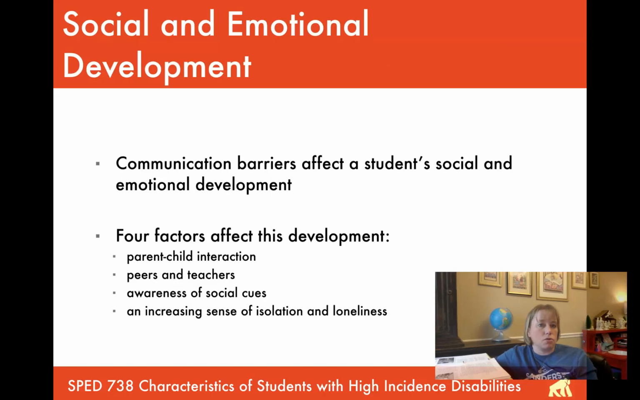When we look at social and emotional development, we can also see some barriers that exist here because of the student's ability to communicate. When we look at the student's social and emotional development, there's really four things that play into that development. The first is the parent-child interaction. When you look at the example I talk about with our family, with my husband Chad and myself, developing that relationship with Josie from day one, we had to learn a new language to be able to do that.